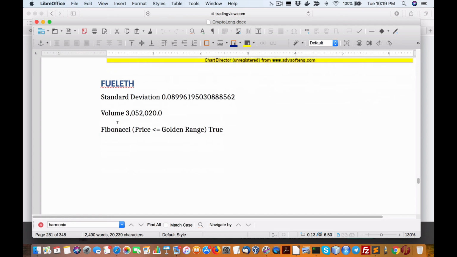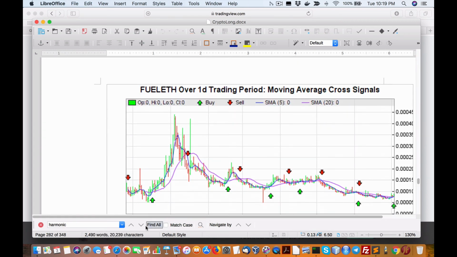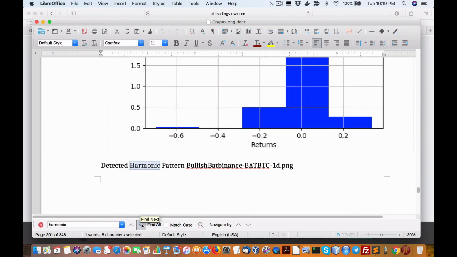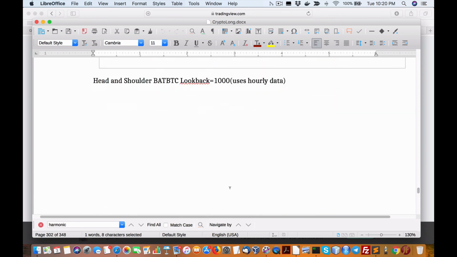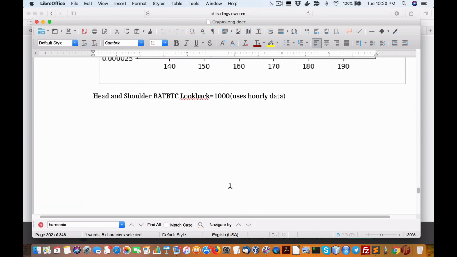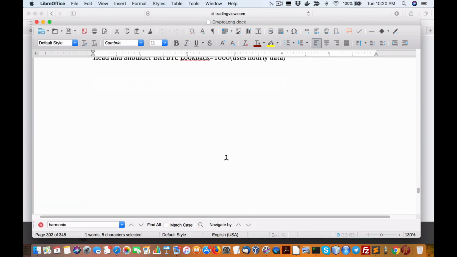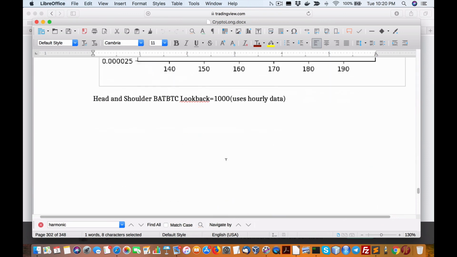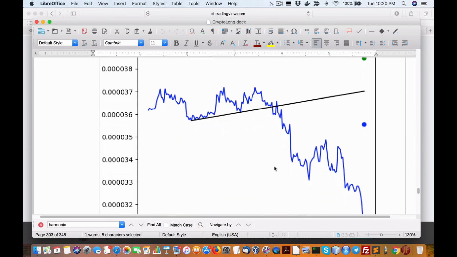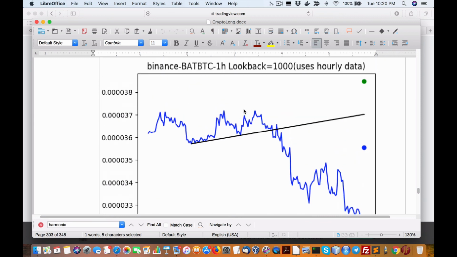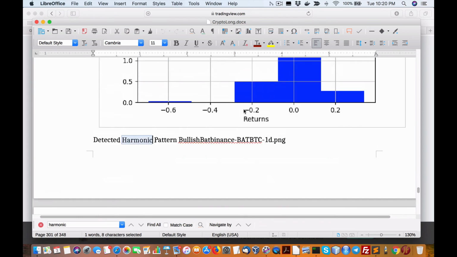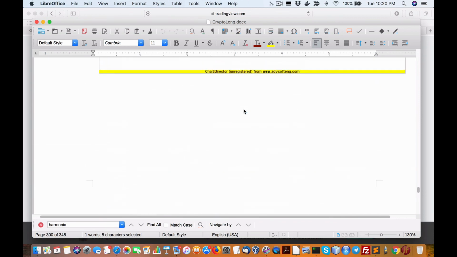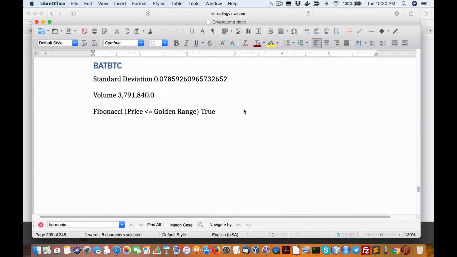Okay, so the next one, let's continue looking for other harmonic patterns. Bullish BAT, BTC. Okay. Head and shoulders, look back. So we do have, wow, this thing's taking a beating since the head and shoulders was generated. Let's see here.